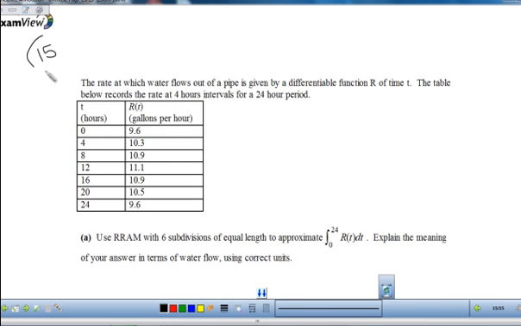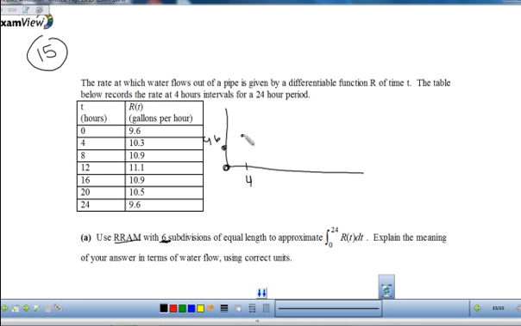Okay, 15. The rate at which water flows out of a pipe is given by a differentiable function r of t. The table below shows the rate at 4-hour intervals for a 24-hour period. Use the right rectangular approximation with 6 subdivisions. That means I'm going to have 6 rectangles to approximate the area under the curve from 0 to 24. So let's draw this to give us an idea of what it's going to look like.